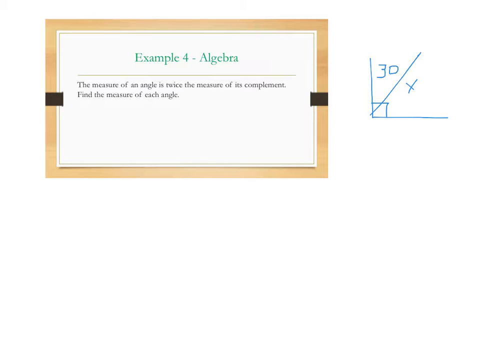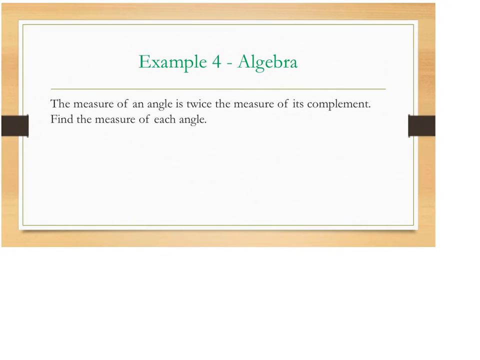Subtract from what? 90. Okay, so this is how we're going to set up our problem to solve this one. I would have done 90 minus 30 to get its complement. So in this problem, I'm going to translate as I read. The measure of an angle, it's going to be X. The word is the equal sign, twice the measure of its complement. And I can find the complement by doing 90 minus x. And I'll put a 2 out front because it's twice. Find the measure of each angle.